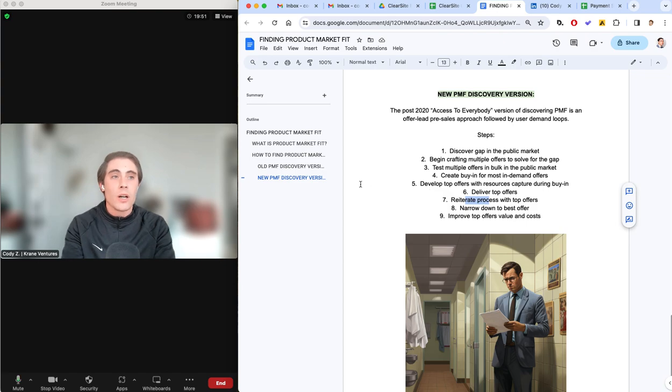Go start by testing offers in the market. Go create buy-in, go get deposits, develop top offers with the resources captured during buy-in, deliver top offers, reiterate the process, narrow down to the best offer, improve top offer value and cost. This is how you find product market fit in the post 2020 access to everybody state of the world. It's very easy to do. It costs you nothing. So guys, this is how you create product market fit in today's day and age.